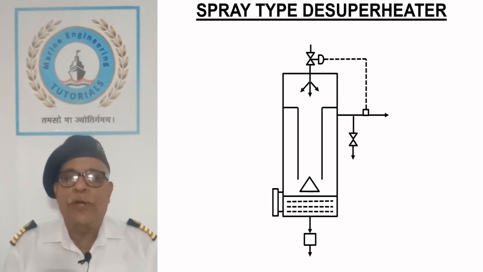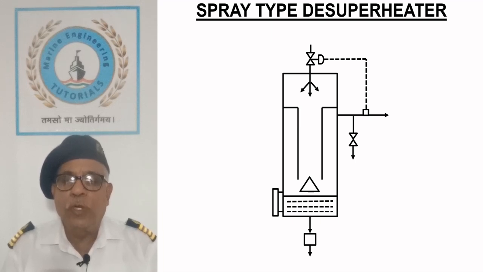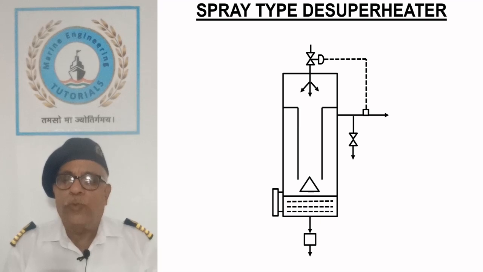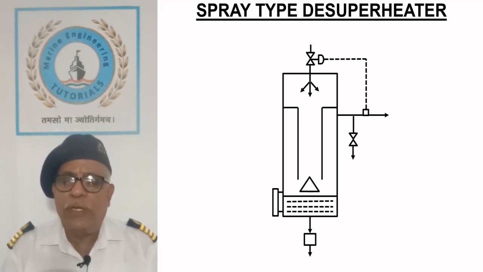Spray type de-superheater. De-superheaters are used to remove the superheat in the steam so that nearly saturated steam can be used for auxiliary purposes. Spray type de-superheaters fall under the category of direct contact heat exchanger, and it is called external de-superheater because it is external to the boiler. A superheater is helpful in reducing the initial cost of equipment by subjecting it to lower steam temperature.